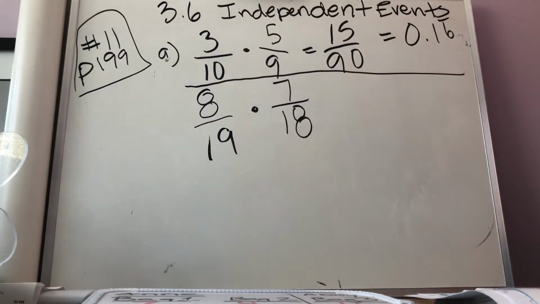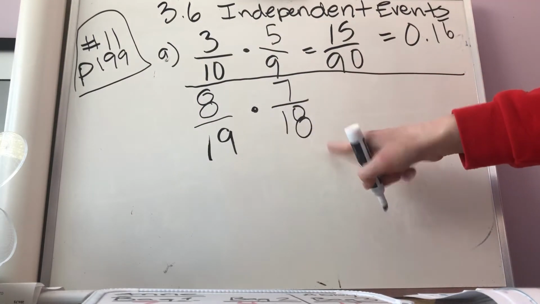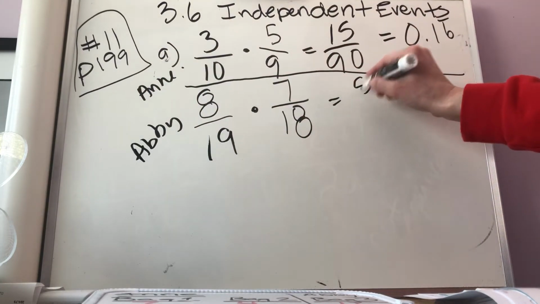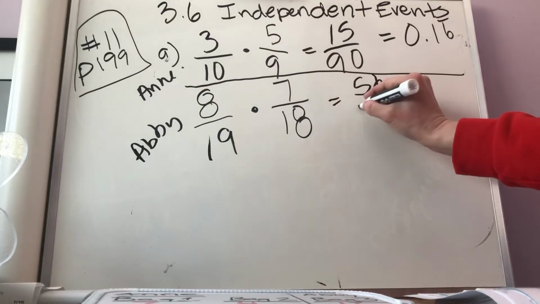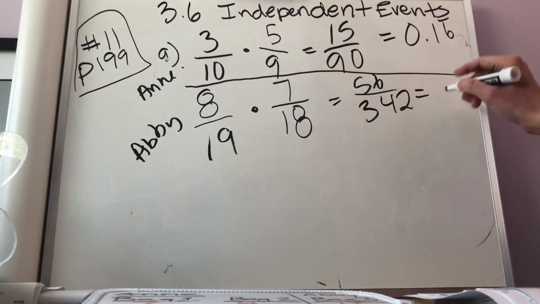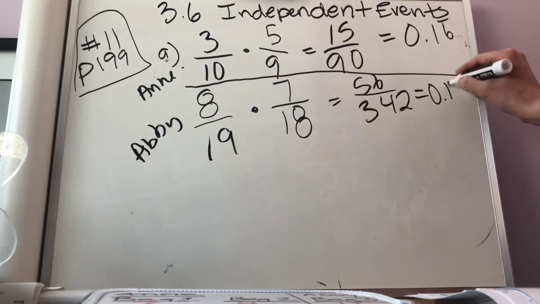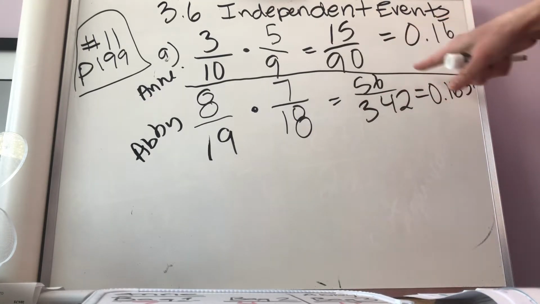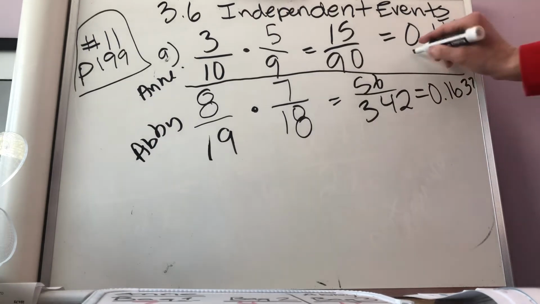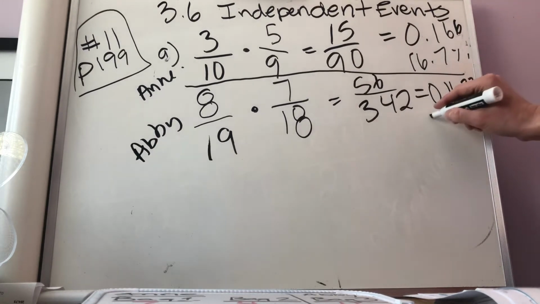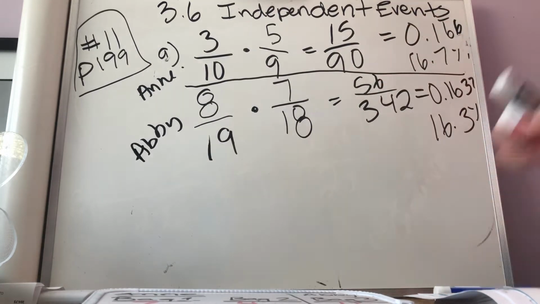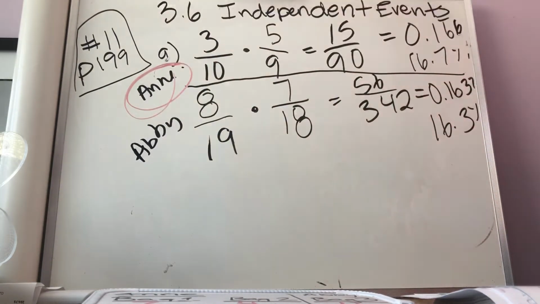They're not saying anything about throwing the marbles back. So this would be for Abby's calculation, and this top one's for Anne. So 56 out of, what is it, 342, which gives us almost the same thing, a little bit less, about 16.37. So Anne is more likely, she has a greater chance. So 16.7 and 16.3 or 4, I mean it's really close, but Anne is more likely to pick 2 blue marbles. So that would be the correct answer for part A of that one.